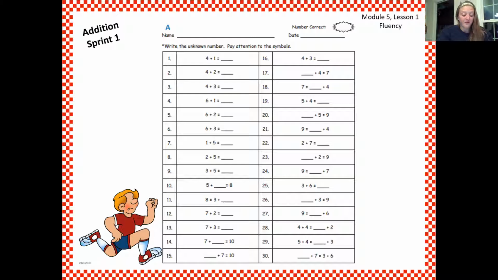5, 6, 7, 7, 8, 9, 6, 7, 8, 3, 5, 9, 10, 3, 3, 7, 3, 3, 9, 4. Number 21 is going to be 5, 9, 7, 2, 9, 6, 3, 6, 6, and 2.